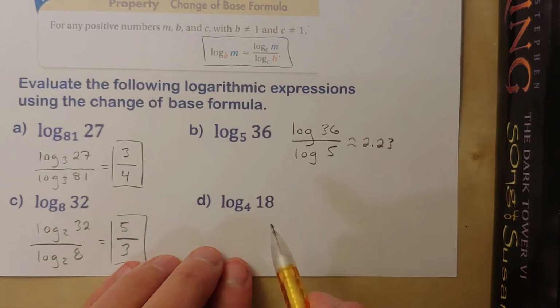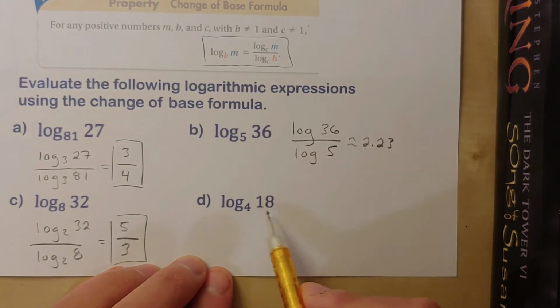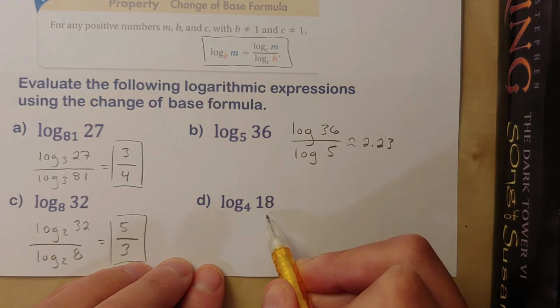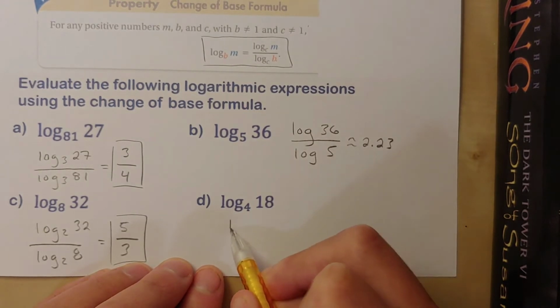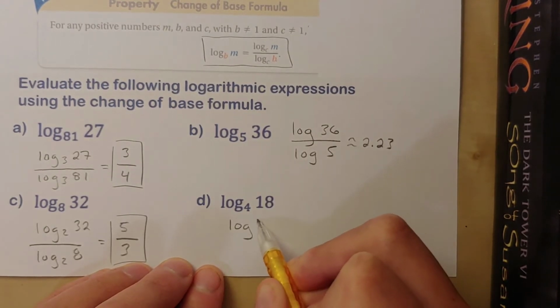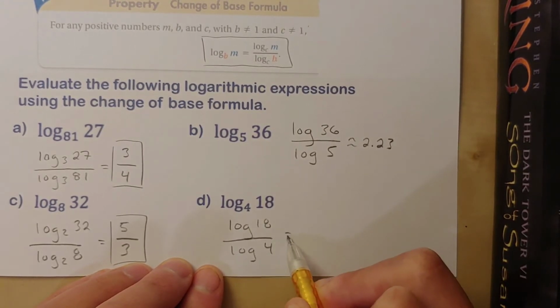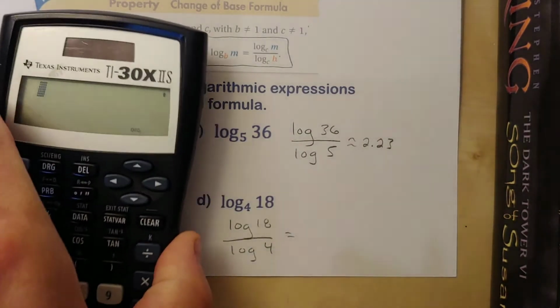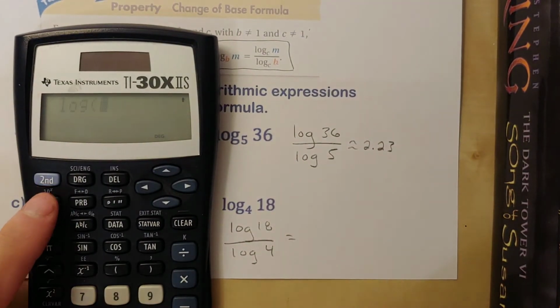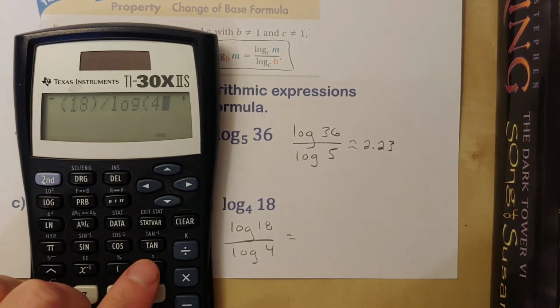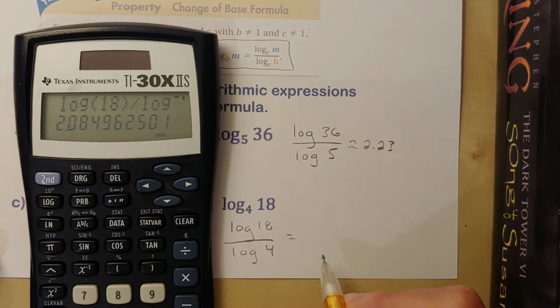Part D, here's another example where these two numbers are not powers of the same base, so I would just like to use my calculator here. So I'm going to change this log into base 10. So let's rewrite this as log base 10 of 18 over log base 10 of 4. And then we grab the old calculator. Log base 10 of 18 divided by log base 10 of 4. And we get about 2.08.